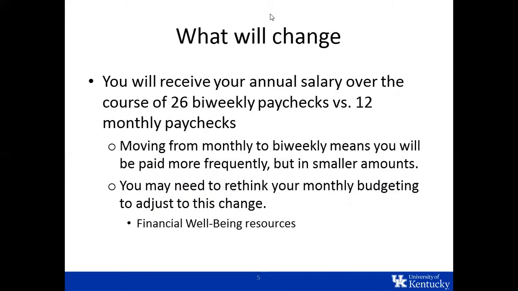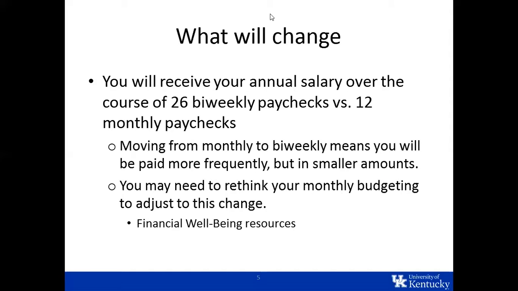An important thing to emphasize is that you will be paid 26 times and get 26 paychecks versus just 12 monthly paychecks. So what does this mean? One thing that it means is that 10 months out of the year, you will be paid twice a month. However, there are 2 months that you will actually get 3 paychecks within those months. And so you will be paid more frequently, but it will be in smaller amounts.